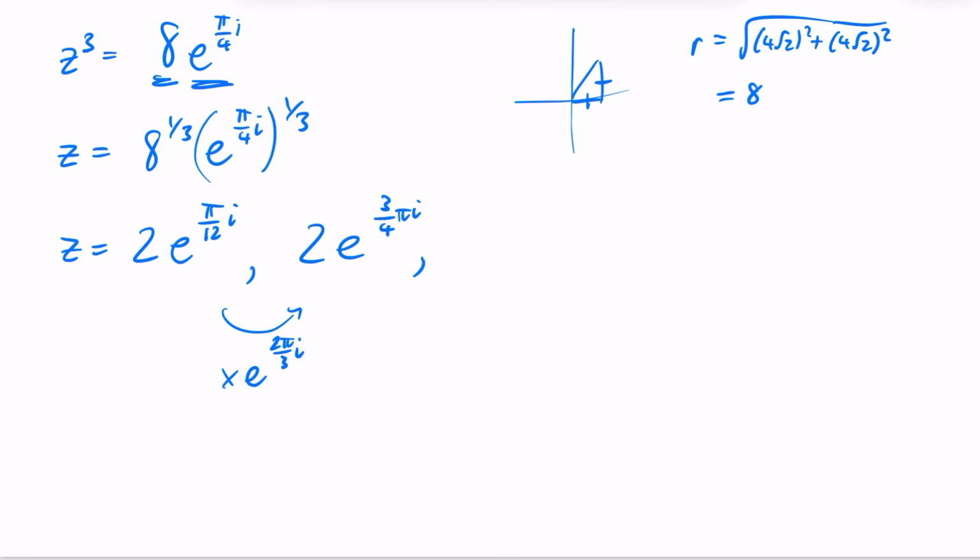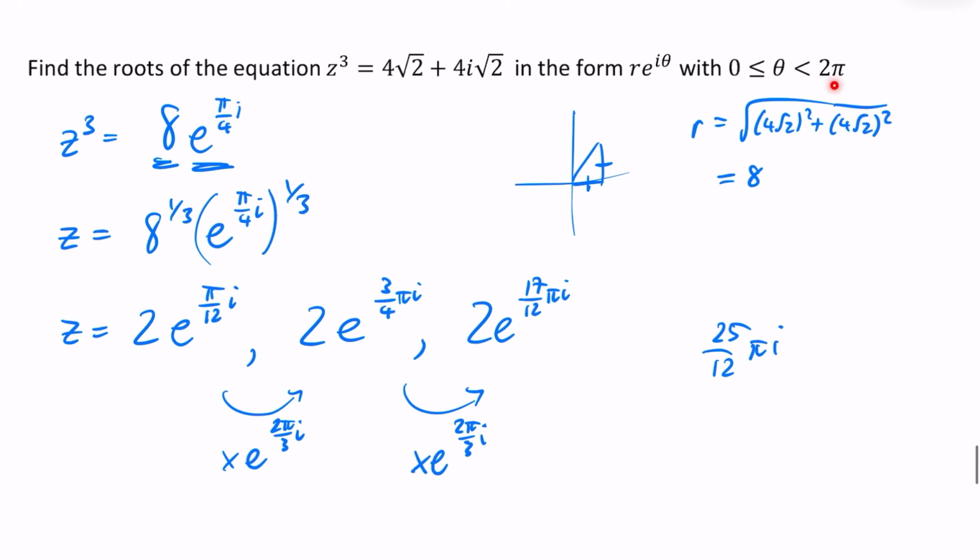And then if I add on another 2/3 by multiplying here, the next one is 17 over 12. So it's 17 over 12 pi i. If I multiply it one more time, I go to 25 over 12 pi i. But that is the same as this one: 25 over 12 minus 2 pi, and you go back to a 12th for this one. I just want to double check that we've got it in the form the question wanted. They wanted it between 0 and 2 pi. All three of those are between 0 and 2 pi.